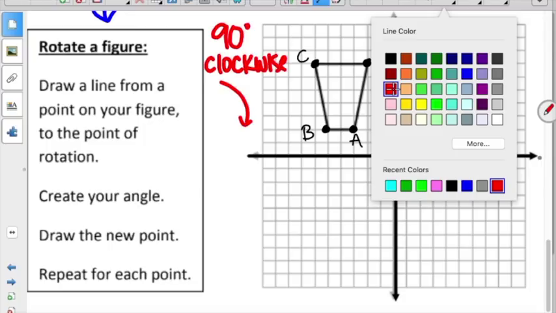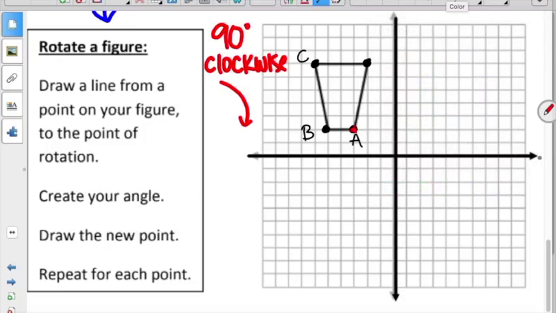Let's make it red. Okay, so we have a 90-degree angle there, and our two lines are the same length. So that's going to be point A prime. We're going to do the same thing with B.